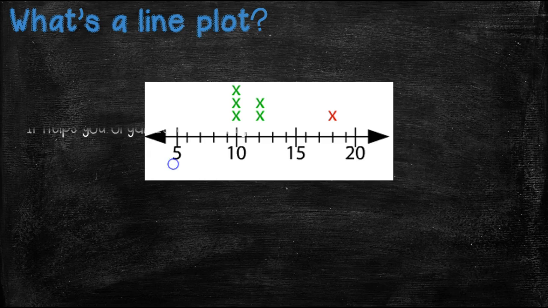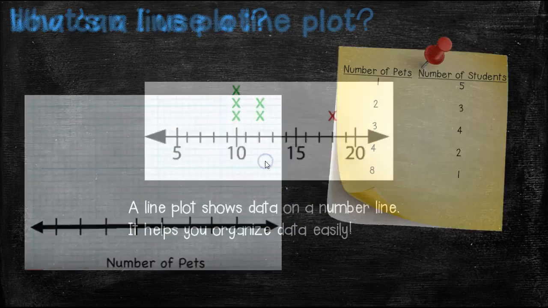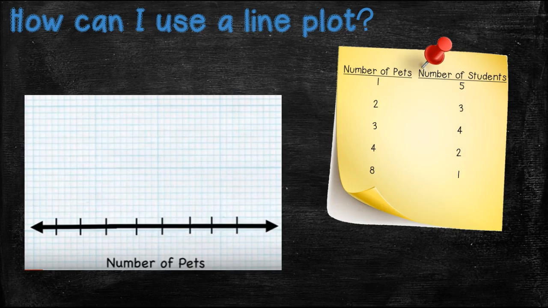So, what's a line plot? Well, a line plot shows data on a number line like this, and it helps you organize data easily. So how can you use a line plot? Well, let's say you have some data. In this instance, I surveyed the students in Team Gerwell for how many pets each person had. So what this data set tells us is that 5 students had 1 pet, 3 students had 2 pets. But we want to make this organized in a way that's easier to read so we can answer questions quickly about it. So that's where a line plot comes into play.